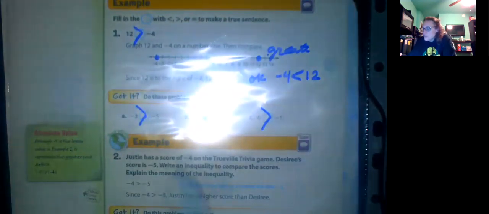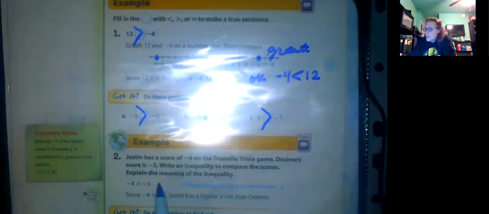All right, so here Justin scored -4 on the Trueville trivia game. Desiree scored -5. Write an inequality to compare the scores. So -4 is actually better than -5. Think of it like money. I'd rather owe somebody $4 than $5. Okay, so Justin's score was higher. Even though it's still negative, it's higher.